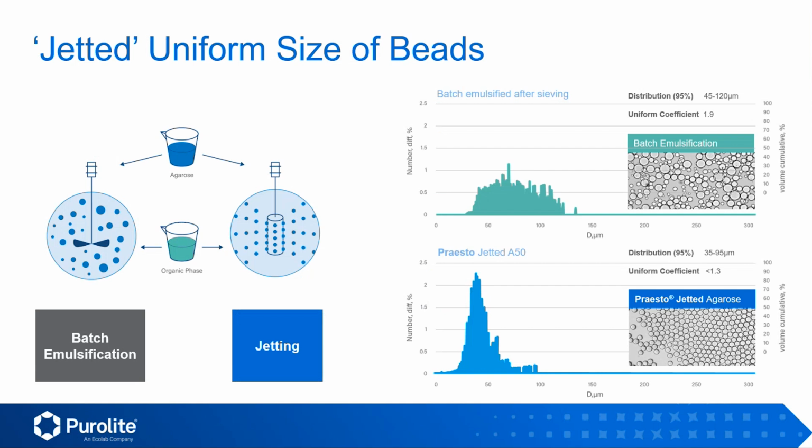So bead design is also important. Jetted beads offer a much tighter particle size distribution, ranging from 35 to 95 microns versus 45 to 120 microns seen with batch emulsified beads. The uniformity coefficient is also typically under 1.3, whereas it's about 1.9 for batch emulsified beads.